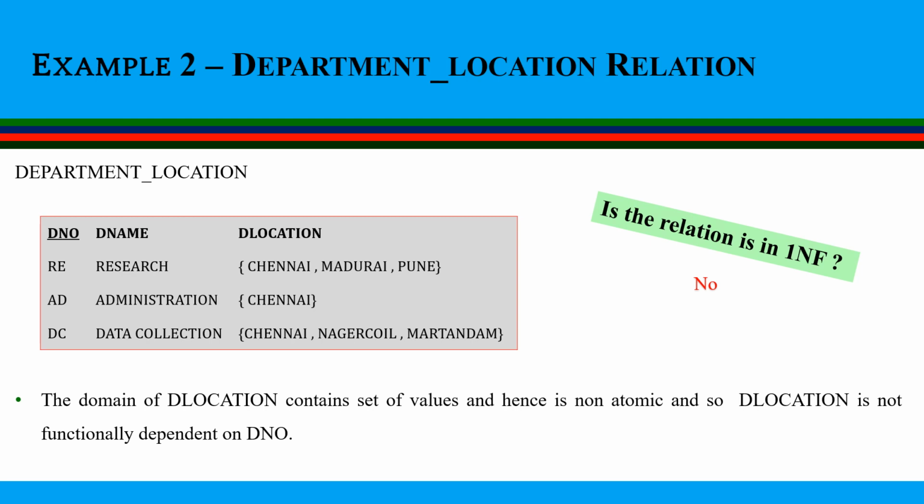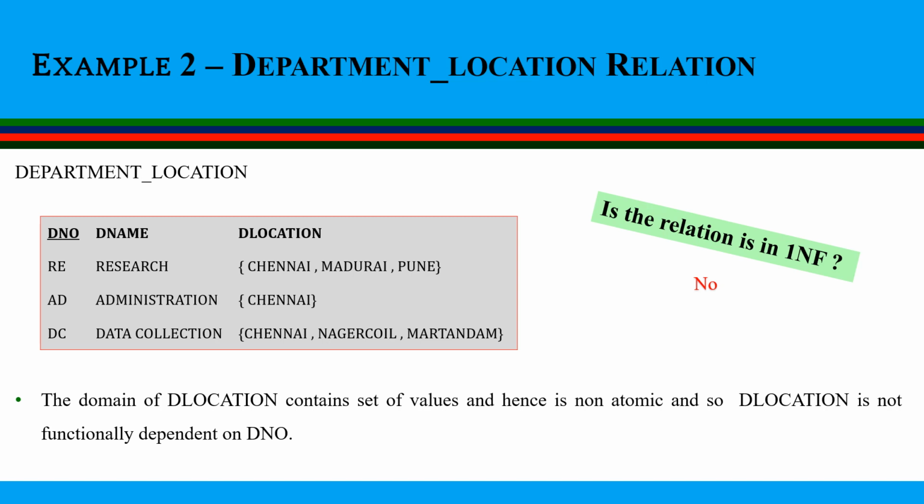Let us look at another example. Here we have a department location relation: department number, department name, D location. Is the relation in first normal form? No, this relation is not in first normal form. Why? Because the domain of D location consists of a set of values. That is, it is a non-atomic attribute.